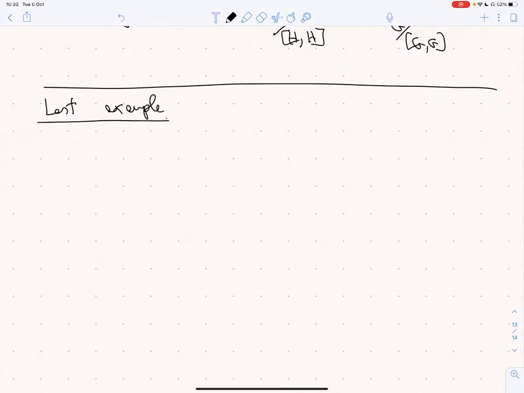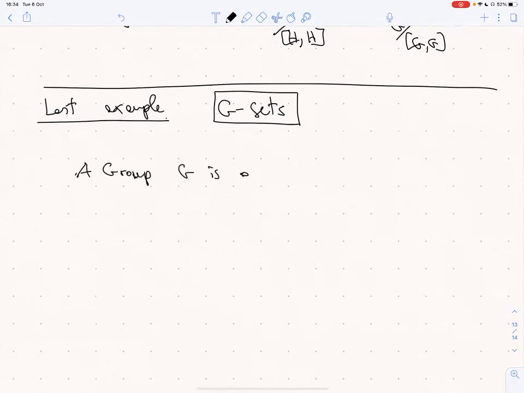And it's the example of G sets. So this is the one that I think no one has seen before in this group. And the idea is the following. So I told you that we can see a group G as a category with one object. We already discussed it, I believe. So we can define the category G set to the G.